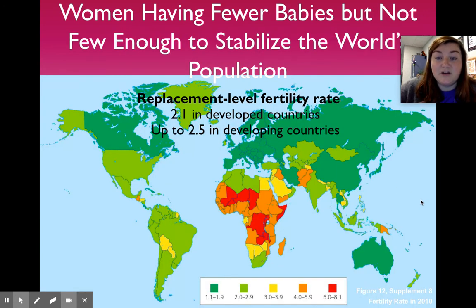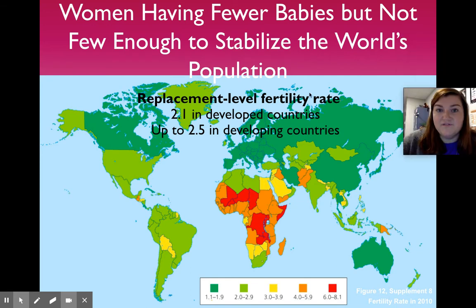Also, here lately, women are having fewer babies, but they're not having few enough to stabilize the world's population. So despite the number of babies being lower, it's not low enough to stop the global population from continuing to explode. Currently, replacement level fertility rate, remember what you already talked about, is just the number that would keep the population constant and steady. Replacement level fertility rate is 2.1 in developed countries and up to 2.5 in developing countries.